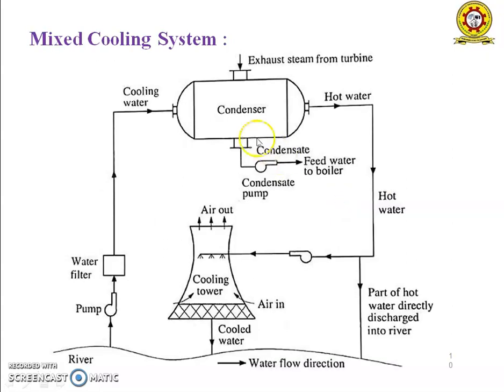Next one is the mixed cooling tower. It is a combination of both open and closed cooling towers. In this, the basic process is the same as the condenser, steam and the cooling water. The hot water is sent into some of the cooling water and part of the water is discharged directly into the river. And from the cooling tower, cooled water is again recycled to the river. So this is the process of the mixed cooling tower system.